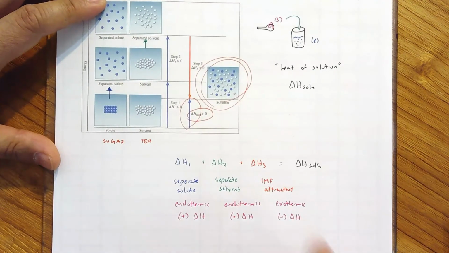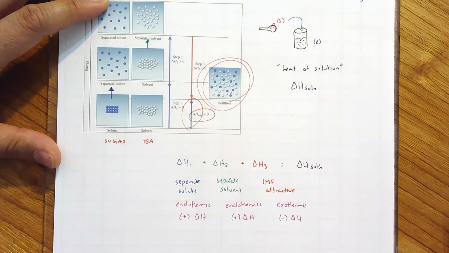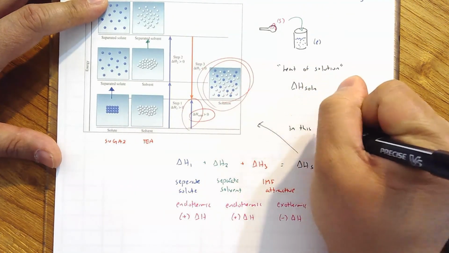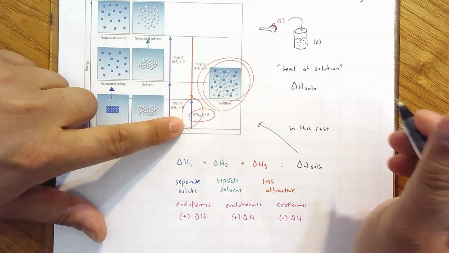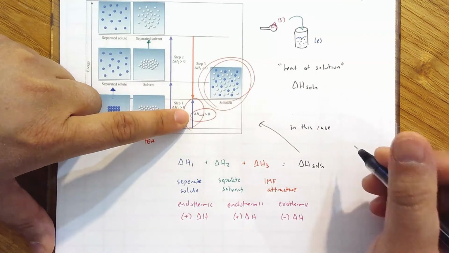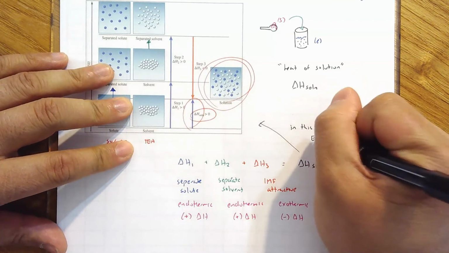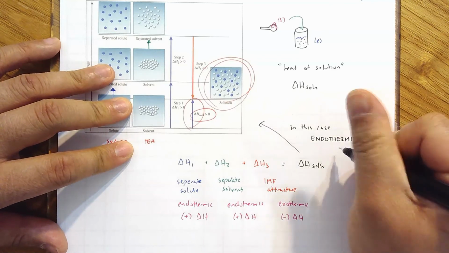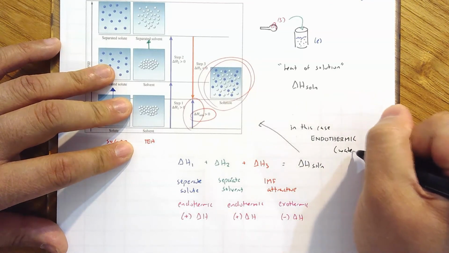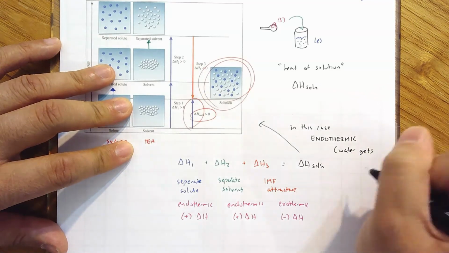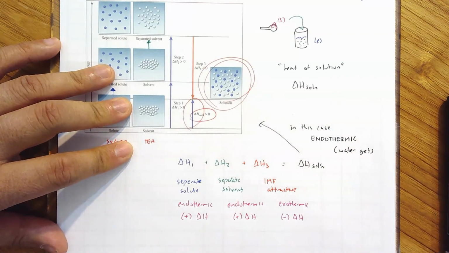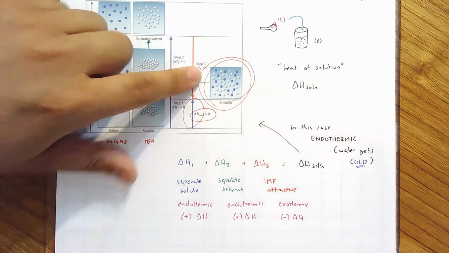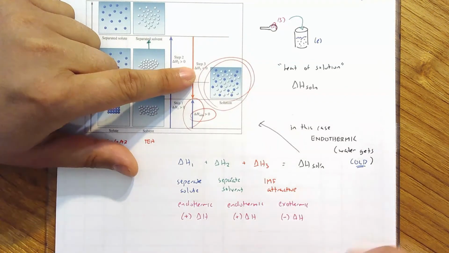Now, in this case, what is it? It is endothermic. See, the heat of solution is positive, endothermic. What does that mean? It absorbs heat, and the water gets cold. C-O-L-D. Why? Because the mixing is absorbing heat away from the water.